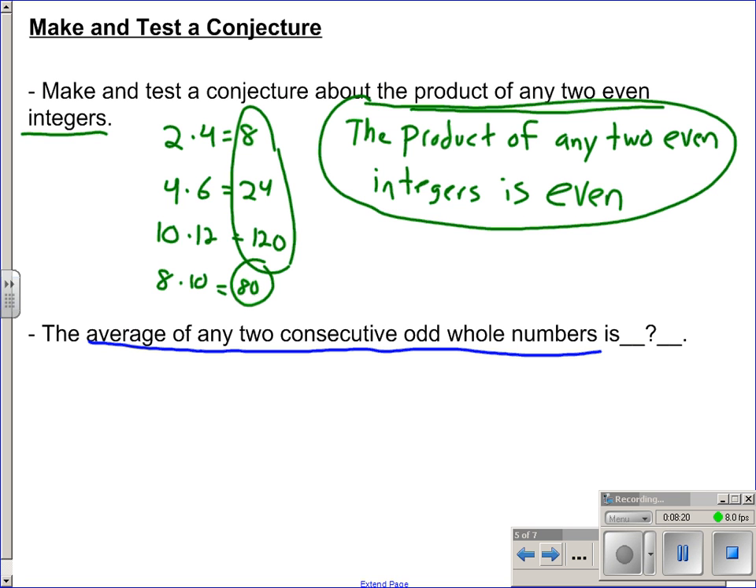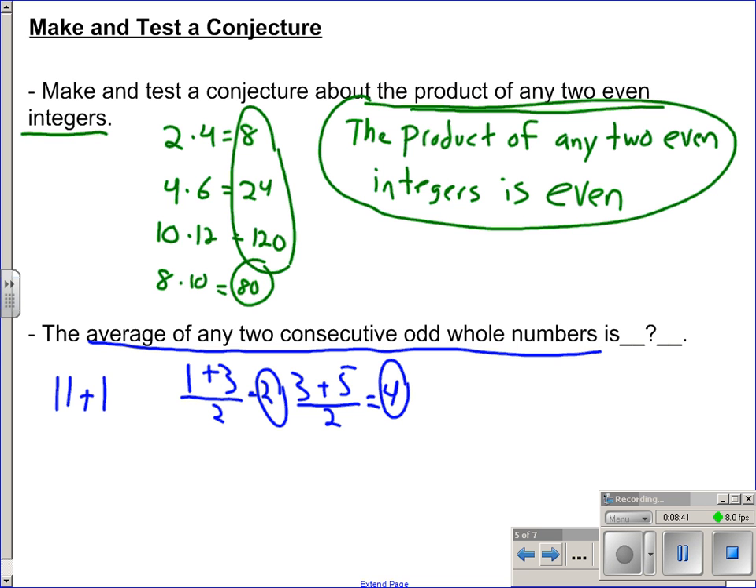Consecutive odd whole numbers, 1 and 3. They are consecutive odd whole numbers. The average of those is 2. 3 plus 5, that's 8 divided by 2. We got an average of 4. Okay, so we're looking at these numbers. Consecutive odd integers, so 11 plus 13. Those are consecutive odd integers. The average of those, that's 24 divided by 2. That's 12. What seems to be happening with our answers? They all seem to be even.